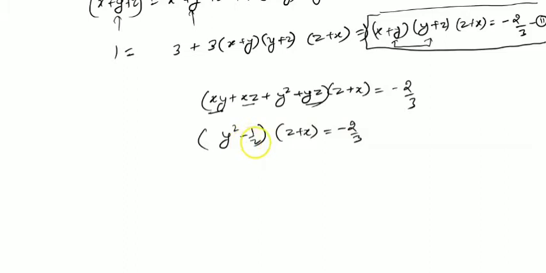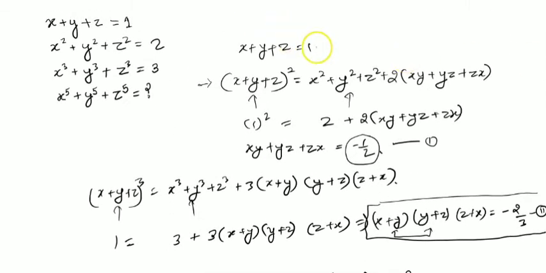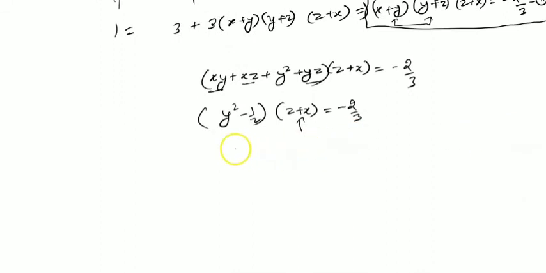And after this point, let's substitute for z plus x. And how are we going to substitute z plus x? We know that x plus y plus z equals 1. Therefore, x plus z equals 1 minus y. And now we actually have a cubic equation in our hands, which is (y squared minus half) times (1 minus y) equals minus 2 by 3.